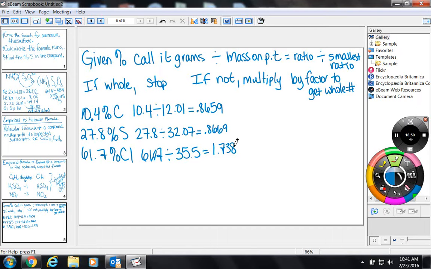Okay? So I got my first ratio. Now I'm going to divide all three of these by the smallest ratio, which is that one, to get a whole number. Or to see if I can. So divide this by 0.8659. Well, I know that's 1. Right? If I do 0.8669 divided by 0.8659, that's 1.001. Well, shoot, that's 1.